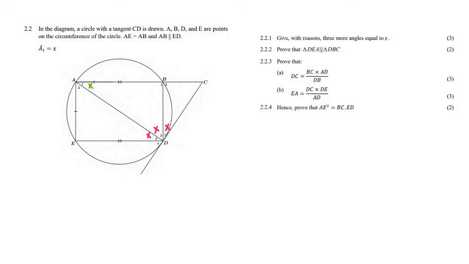So now we are moving on to 2.2.3. Now what I typically do first when I get a question that looks like this is I usually look at the previous answers with the similarity and I make those ratios. So we already know that triangle DEA is similar to triangle DBC. We've already proven that earlier.